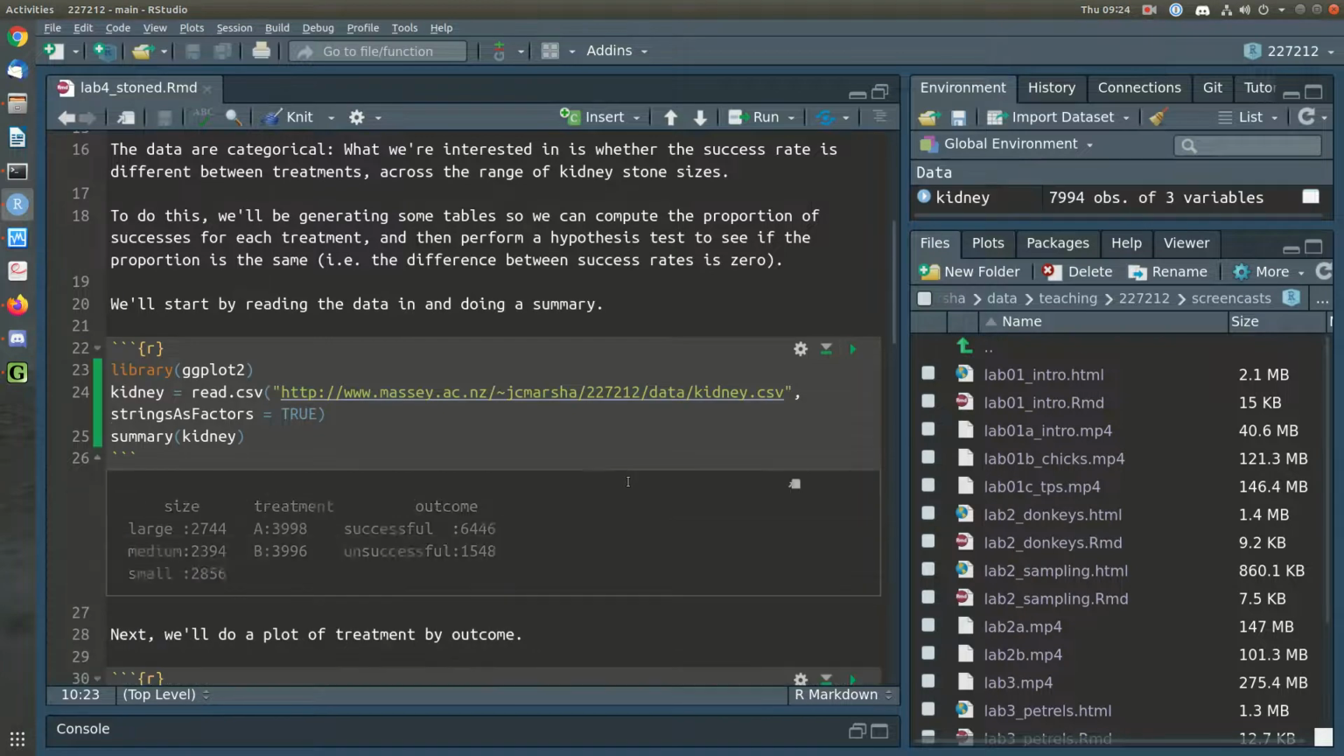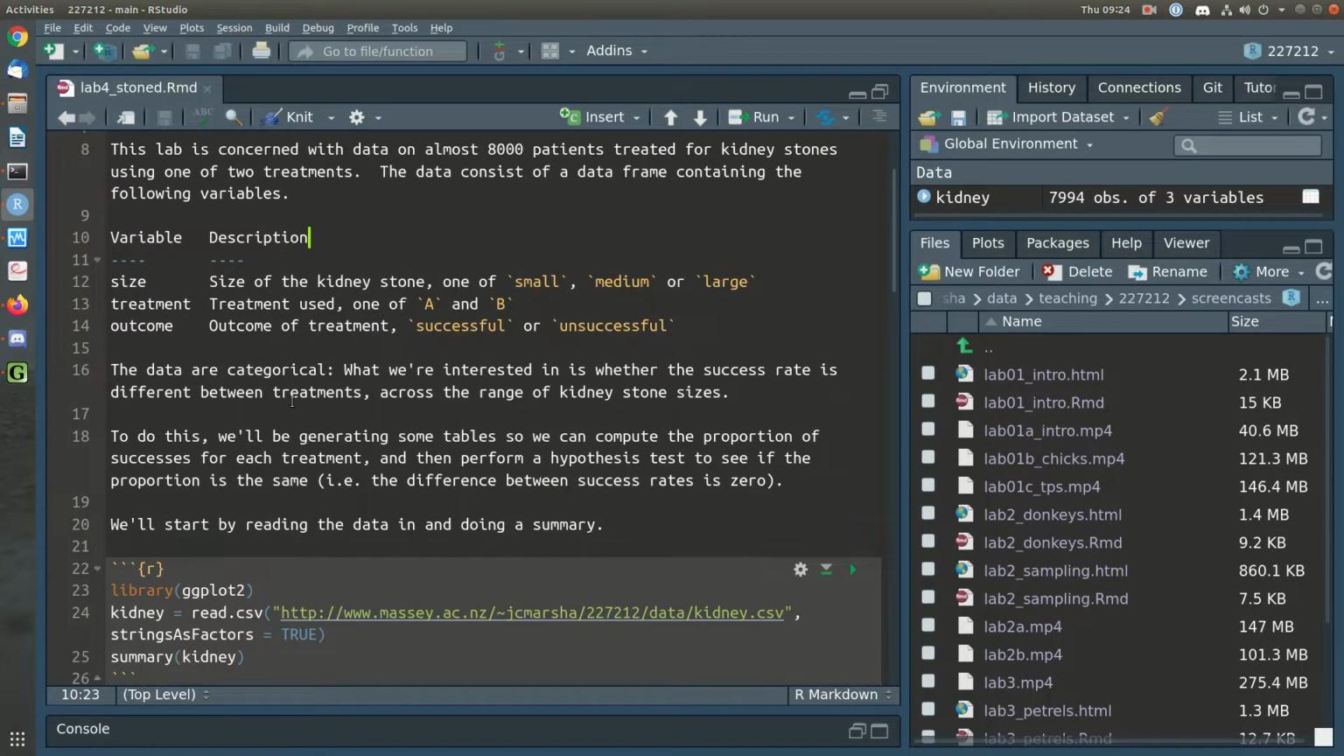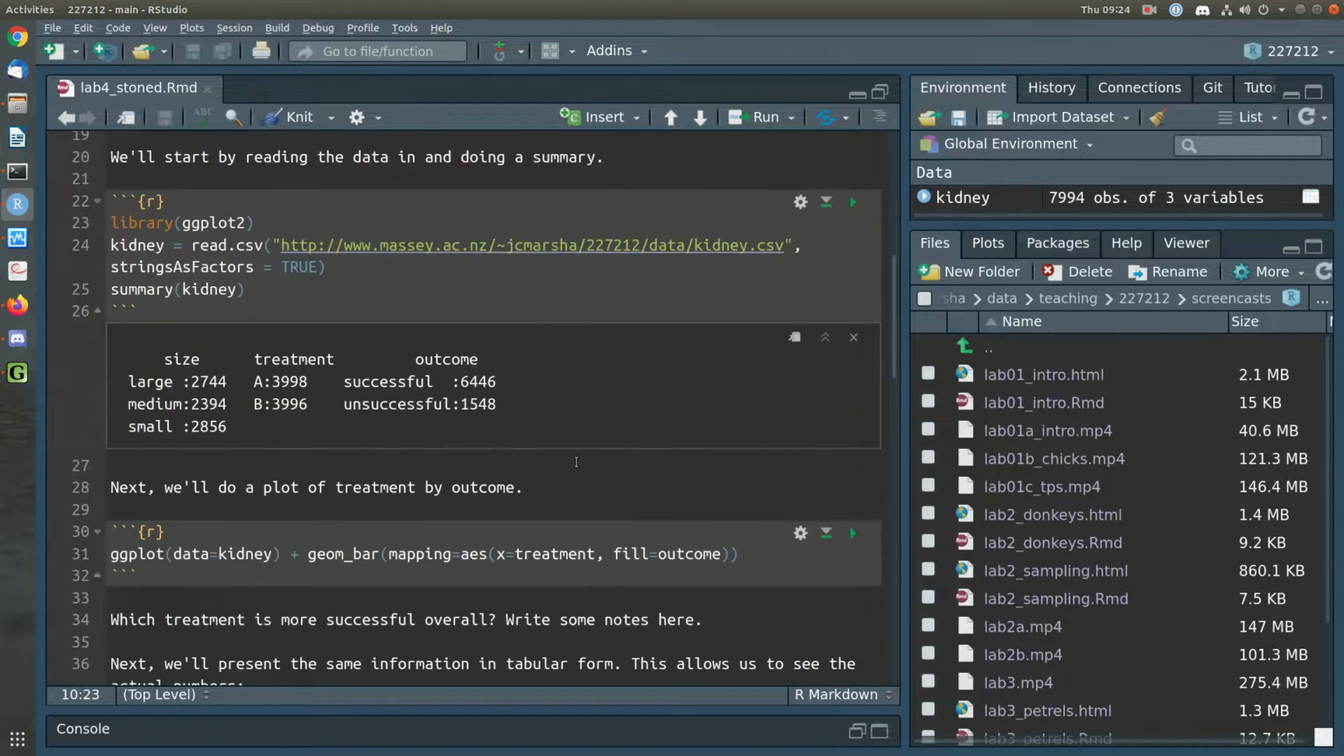Let's read it in. Because it's categorical, essentially what we're going to be doing is comparing the proportion of success across the different groups. When we read the data in, you can see that we have the three variables, size, treatment and outcome, and around 80% of all treatments in all patients were successful, and about 20% unsuccessful. The treatments are relatively balanced and the size is relatively balanced as well. Across the different groups, there's a similar number of each size stone.